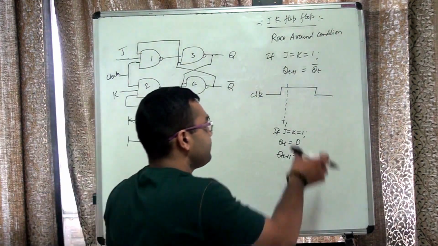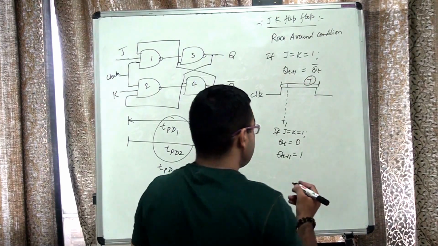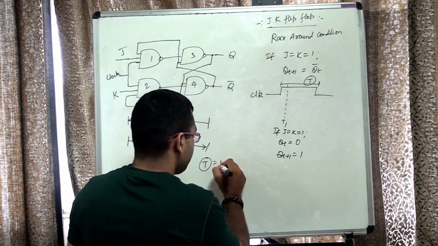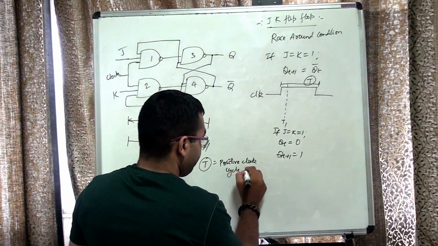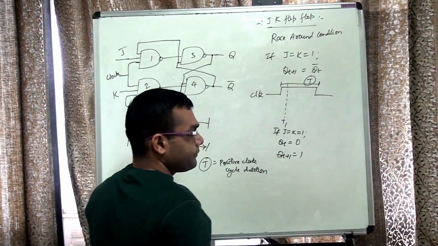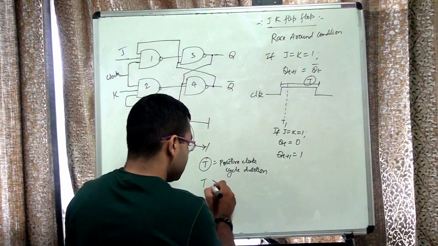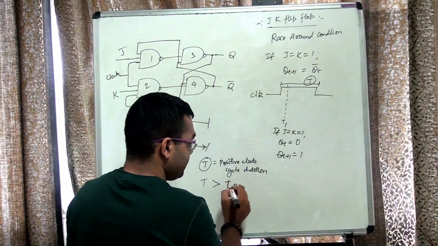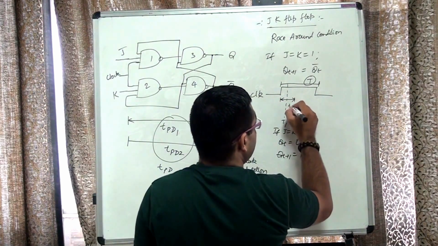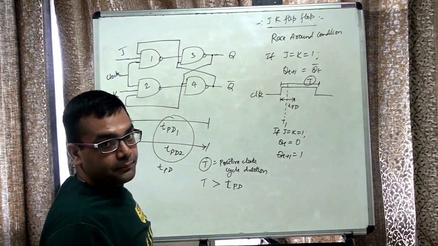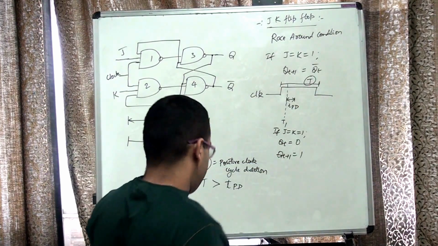Now let us assume this is the positive clock cycle duration, which I call capital T. Now let us say that at some point my capital T is greater than my tpd, the propagation delay. Suppose my tpd is less than capital T. Let me move it over here also, because there is a point where the value appeared.